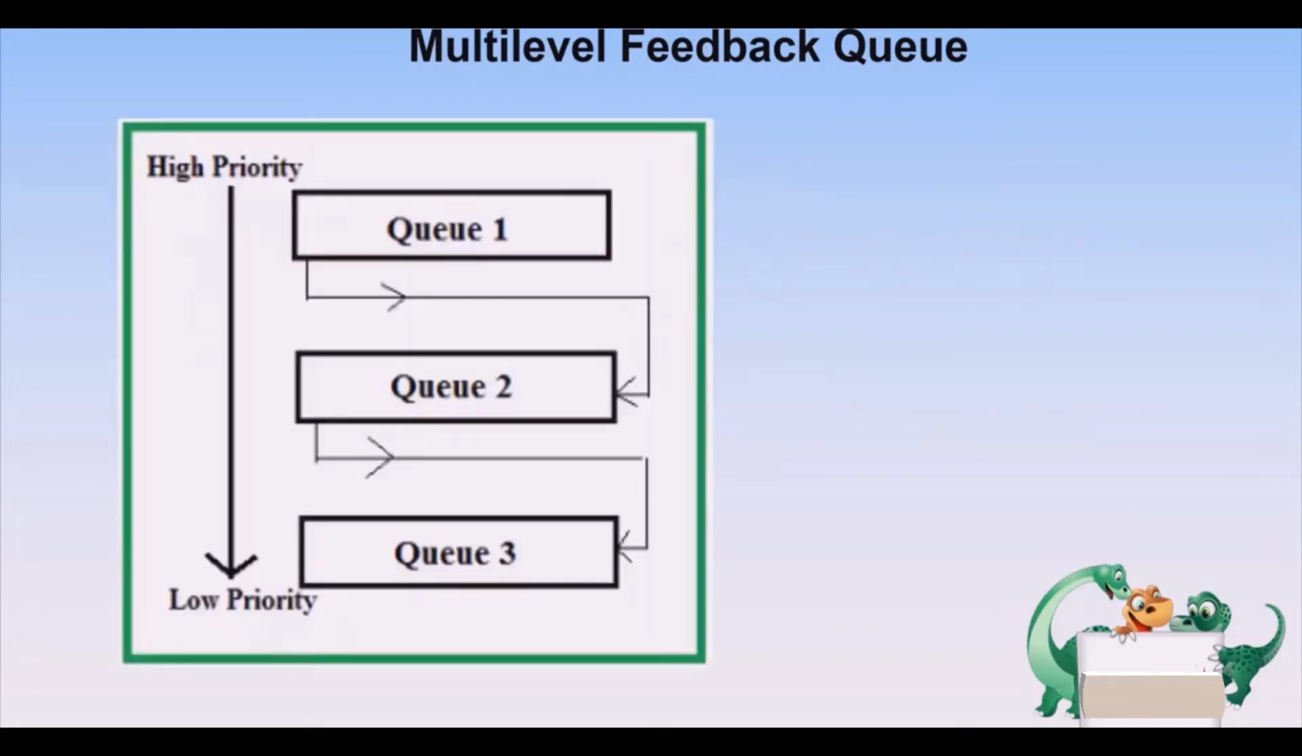Now referring to this diagram here, we have 3 different queues: Q1, Q2, and Q3. These queues operate based on priority. Processes on Q1 have the highest priority, processes on Q2 are next, and processes on Q3 have the lowest priority.